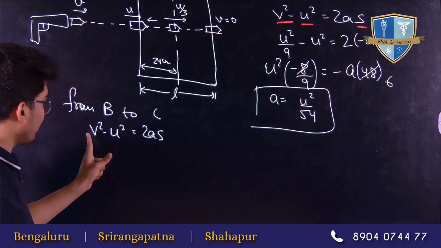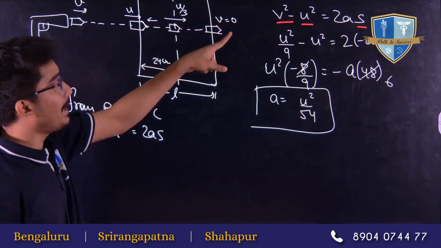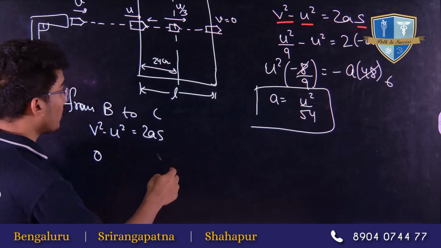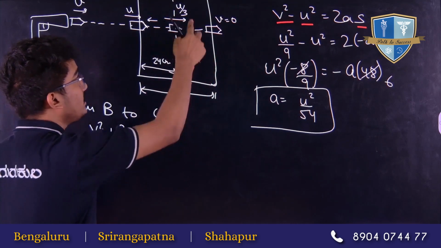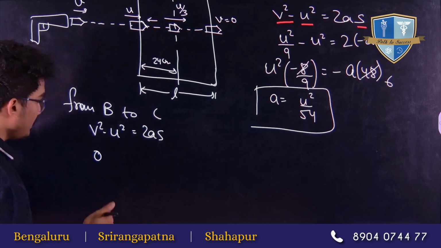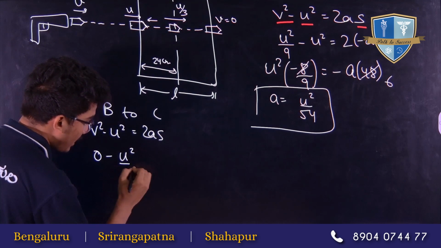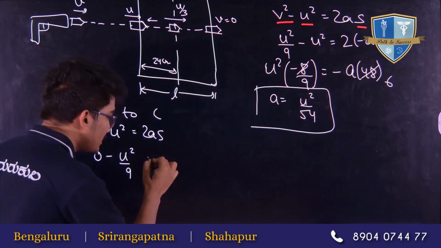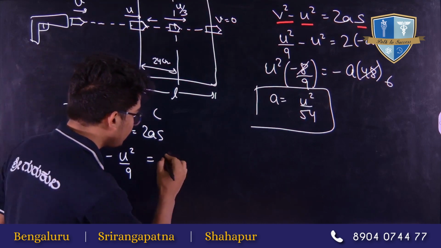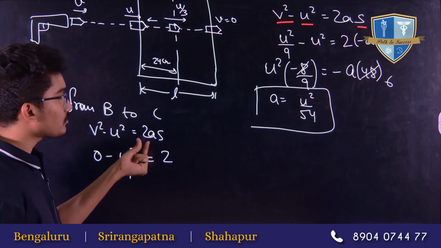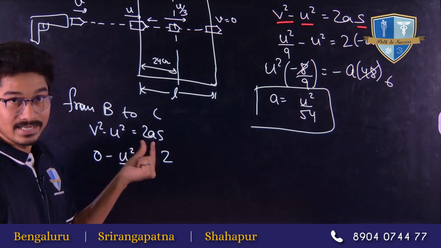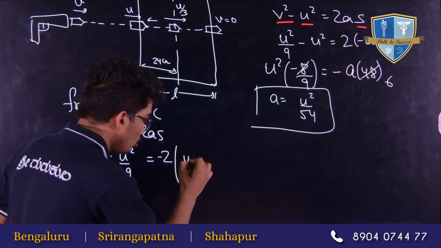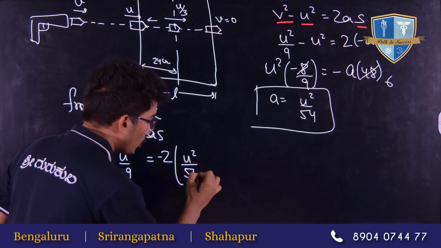What is our final velocity? Finally the bullet came to rest, so the final velocity is 0. The initial velocity for this event from B to C is u by 3, so 0 minus u square by 9. The square of u by 3 will be u square by 9, equal to 2 times acceleration. Acceleration again is a retardation, so it will have a minus sign, and the amount is u square by 54.